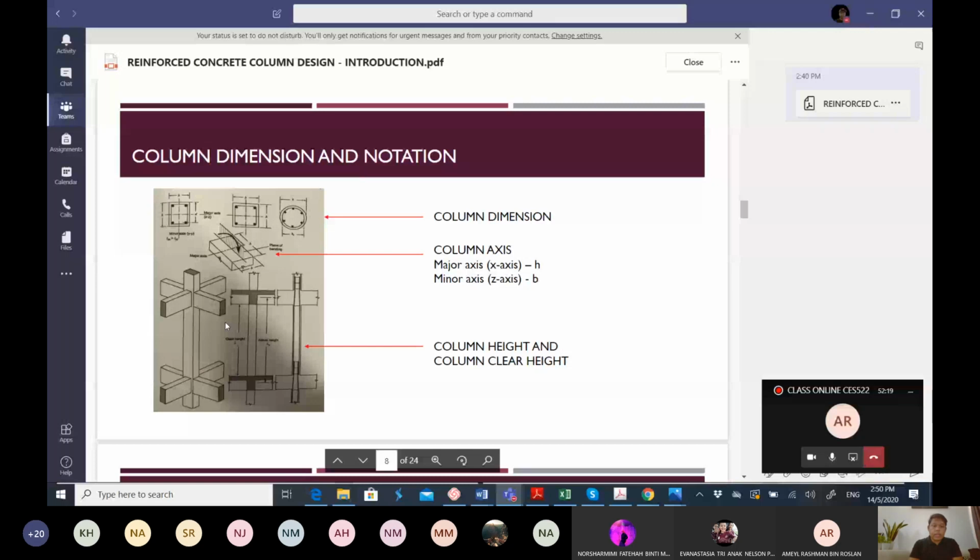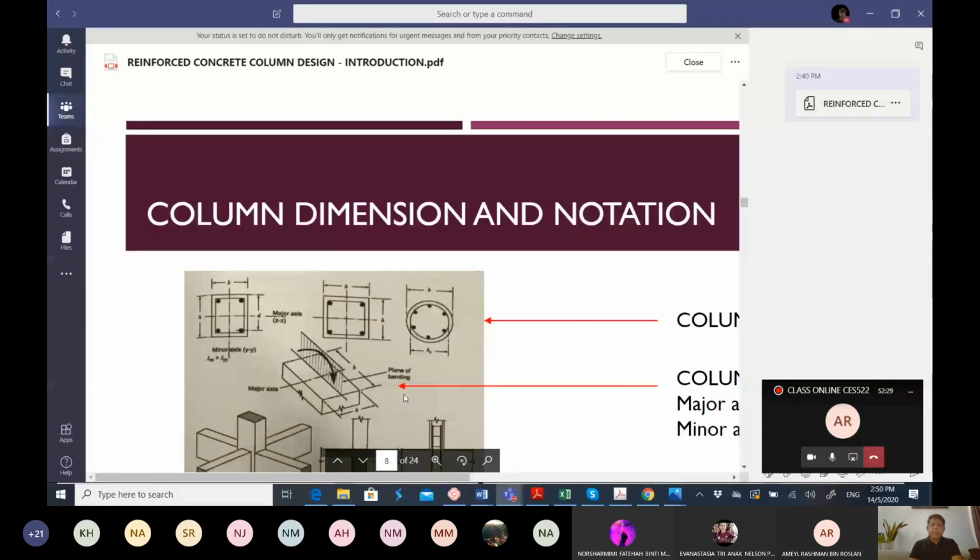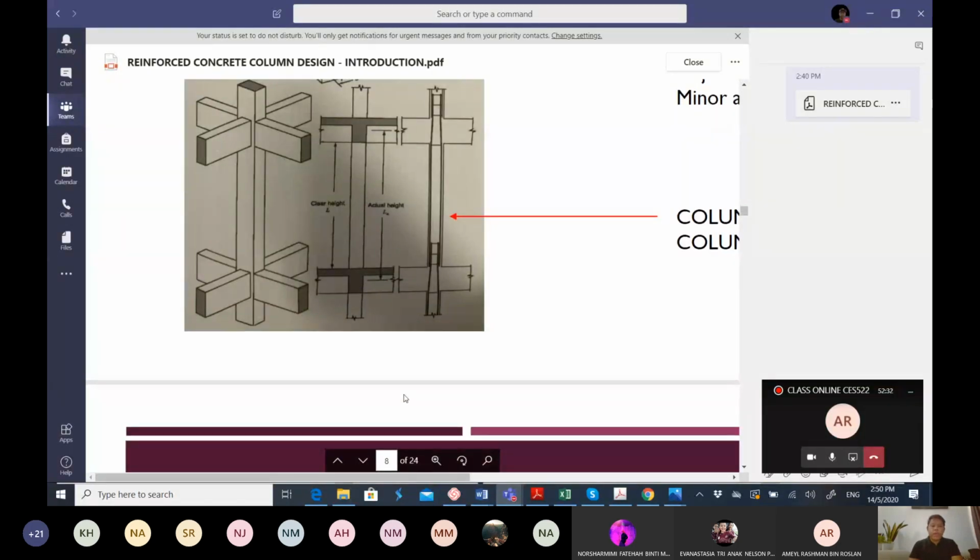Okay, this is the clear height, this is the actual height. So actual height is from the center of the upper floor to the center of the lower floor. So the clear height is the actual height minus the height of the beam. So we will have a look in the column classification at how we're going to calculate the clear height.